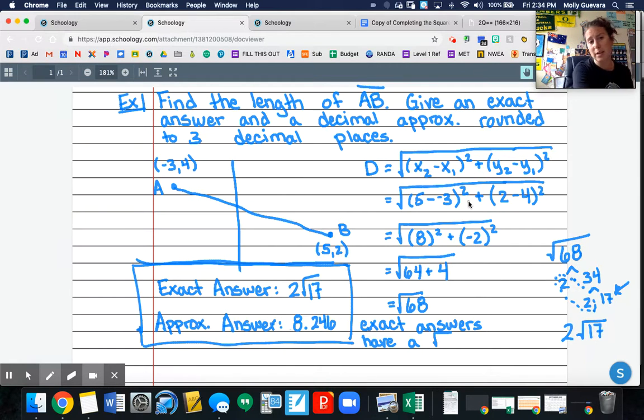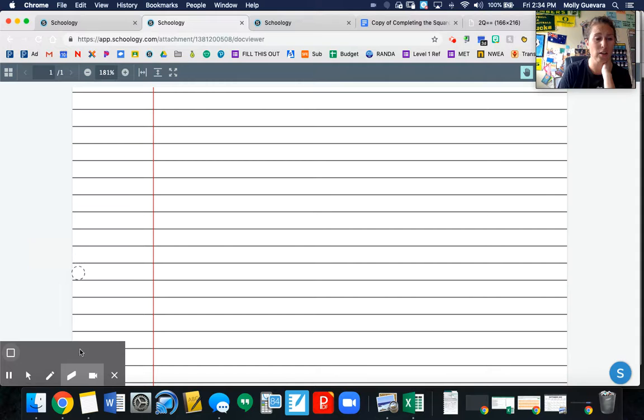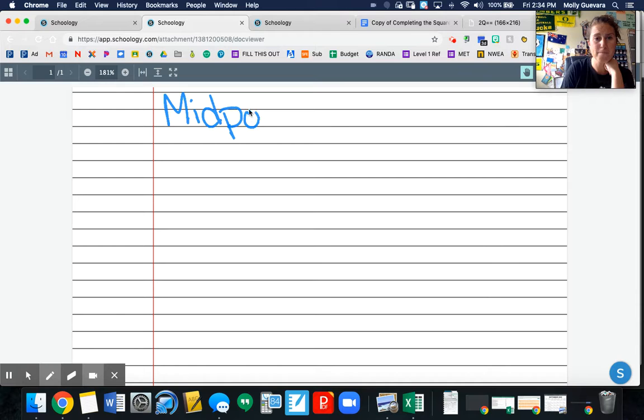So that's the only example we're going to do on distance formula. If you have a question on it or you get stuck, just make sure you reach out so I can help you. Okay, we're going to look at midpoint formula now. The midpoint formula.